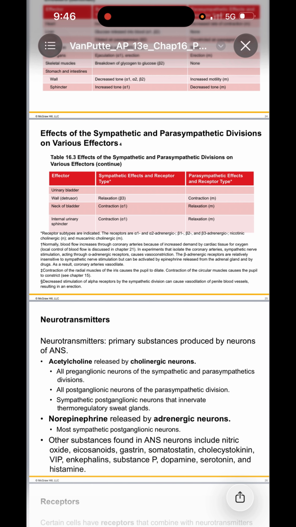Contraction of the radial muscles of the iris causes the pupil to dilate. Contraction of the circular muscles causes the pupil to constrict. See Chapter 15. Decreased stimulation of alpha receptors by the sympathetic division can cause vasodilation of penile blood vessels, resulting in an erection.